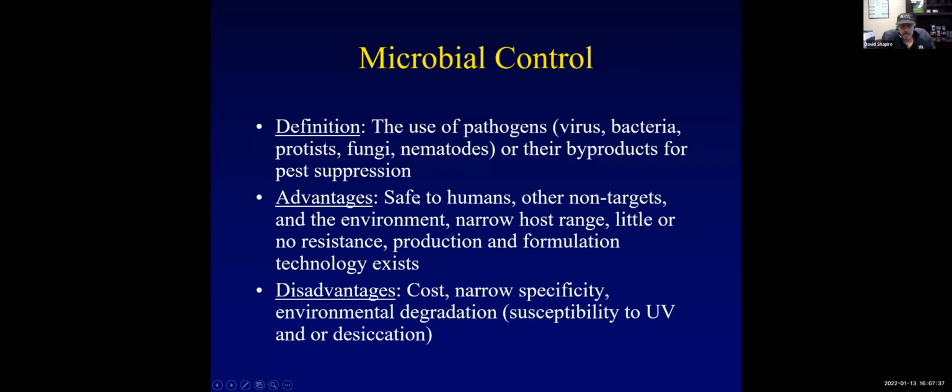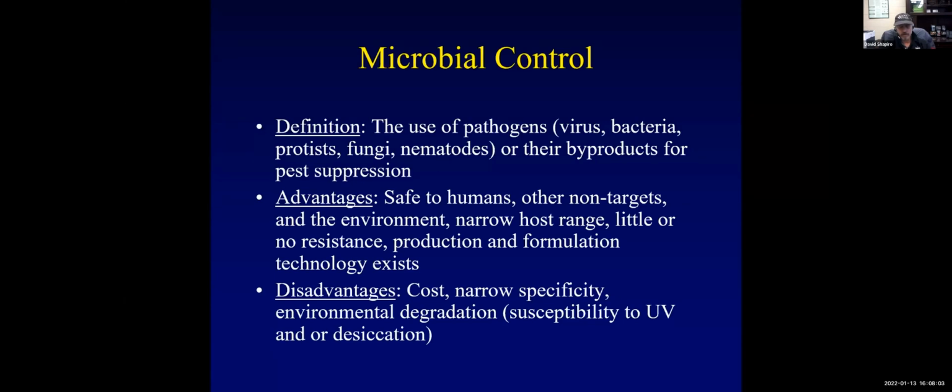The advantages are these biopesticides are generally safe to humans and other non-targets and the environment. Most of them have a narrow host range, though there are exceptions. There's little or no chance for pesticide resistance in many of these biopesticides, and production and formulation technology exists.